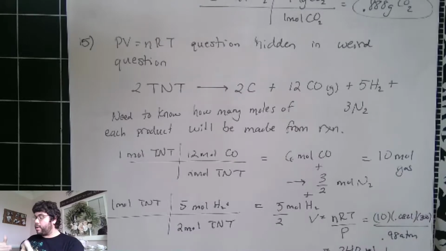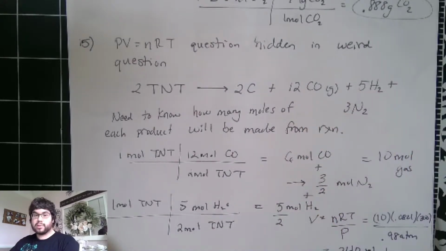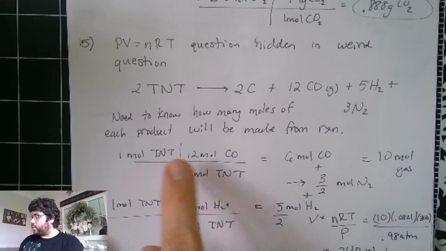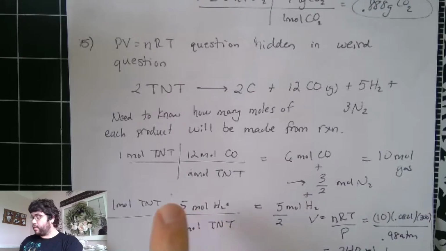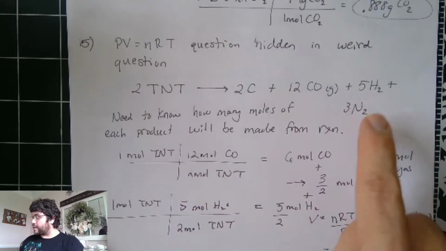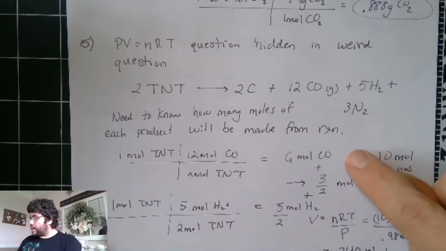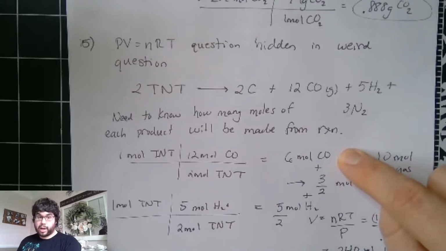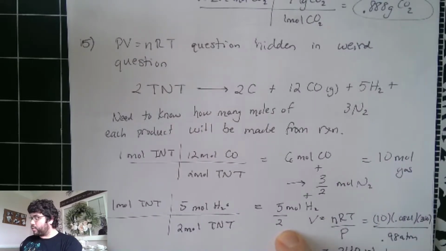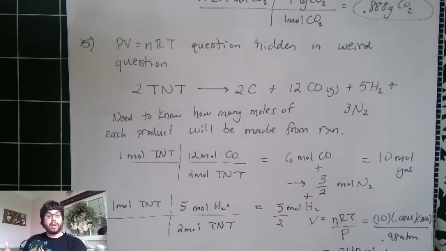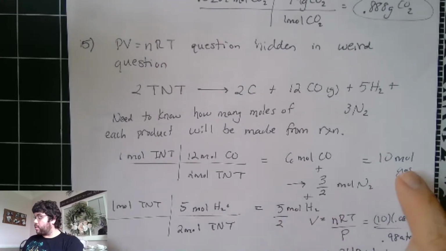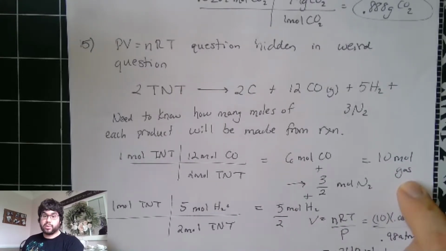We want to know how many moles of each of these gaseous products will be produced from 1 mole of TNT reacting. And so what would you do? You would go ahead and just do the molar ratio from TNT to each of these gaseous products. So what you would get is 6 moles of carbon monoxide, 5.5 moles of H2 gas, and then 3.5 moles of N2. You get that many moles of each of those gases. And so therefore, the total number of moles of gas is 10 moles of gas.